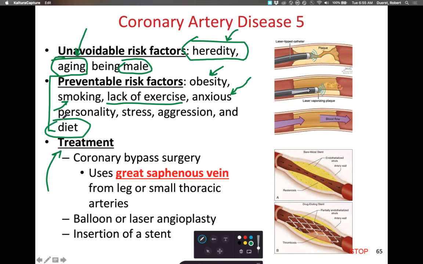Oh, I forgot to mention diet. Your diet does determine your LDL or cholesterol concentrations, but it's not as significant as your heredity. But diet does play a role.